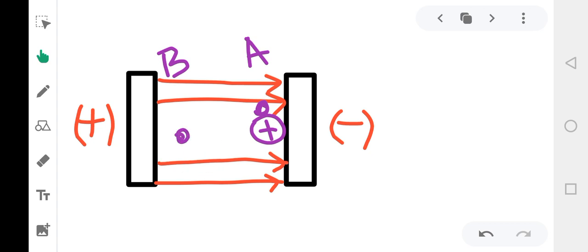Let's say this is my positive charge here. Because this positive charge has potential energy, it will automatically move towards the negative charge. Why? Because it has a lot of potential energy. On the other hand, if I see this positive charge, can it move towards the positive plate? No, because its potential energy is very little.